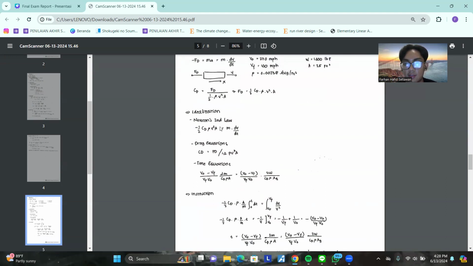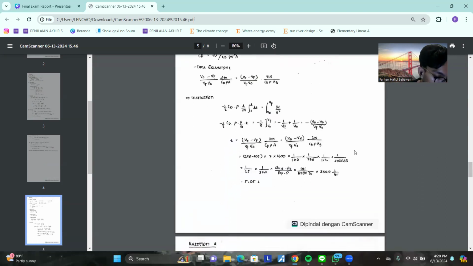For the first is Newton's second law that refers to minus 1/2 CD rho V squared A equals m times dv per dt. We got some drag equations too. CD equals FD per 1/2 rho V squared times A for the time equations. As you can see from these equations.